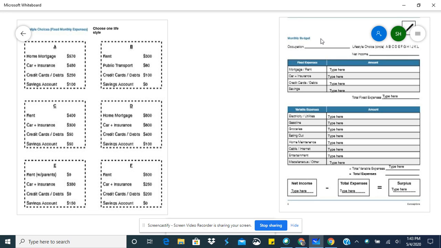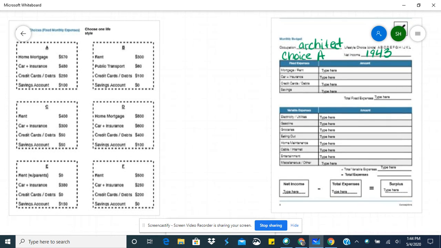Before you even get to that part, you are going to fill out the top. So you're going to have your occupation, which I did as architect. My net income, which was 1943. And then I did choice A for my lifestyle, so I have choice A written down. Now I know for choice A, I'm going to look. My mortgage is $570. So that will go in my first box, $570.